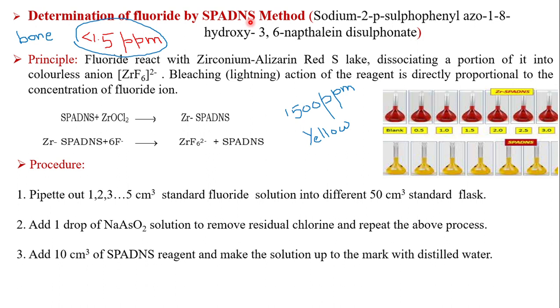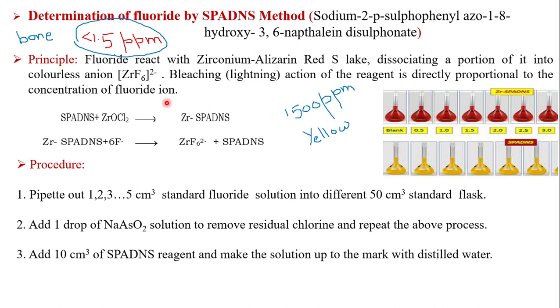For our experiment, we are not using SPADNS alone. We will be using ZR-SPADNS in the acidic medium. Acidic ZR-SPADNS will be used. So the principle of the experiment goes like this. The fluoride reacts with the zirconium alizarin red lake, dissociating a portion of it into a colorless anion, hexafluorozirconium 2- ion. The bleaching action of the reagent is directly proportional to the concentration of fluoride ion.